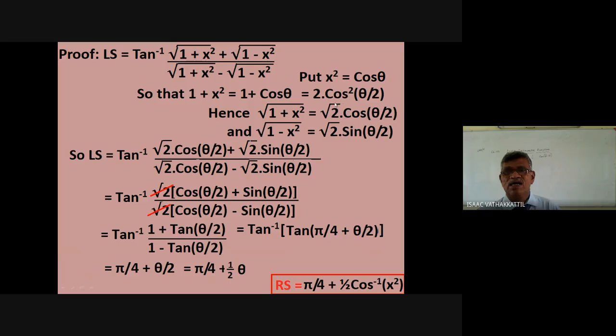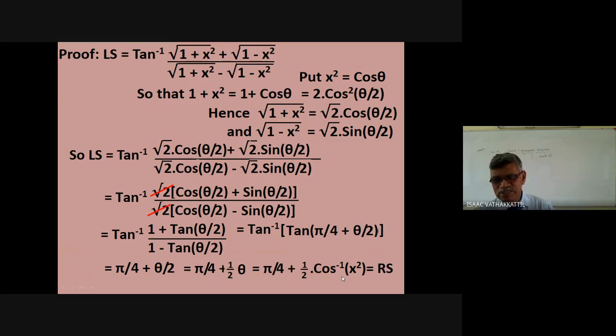What is theta? Our substitution is x squared equal to cos theta. So theta will be cos inverse x squared. So this becomes pi by 4 plus half cos inverse x squared, as we decided, which is our right side.